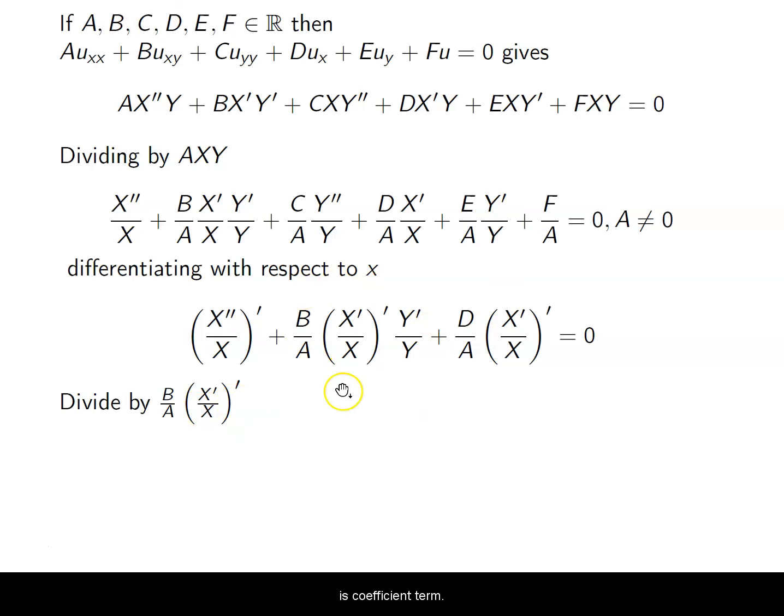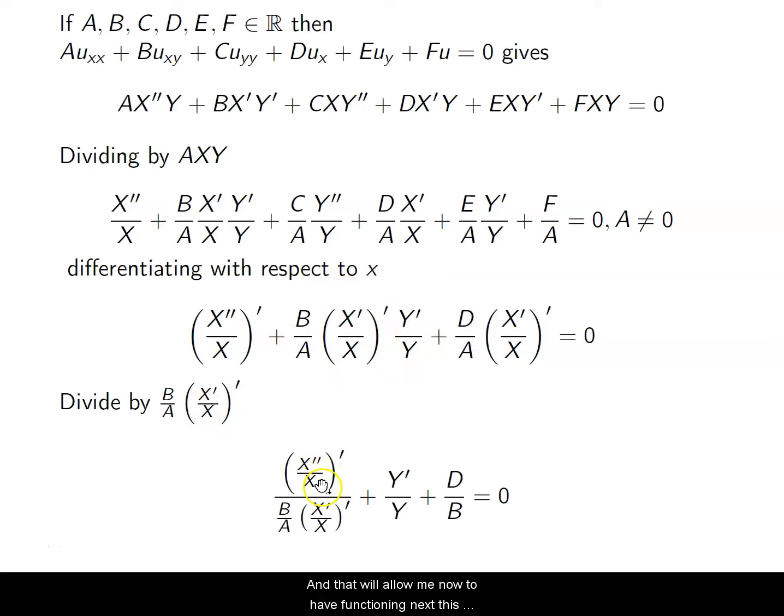Okay, so I'm going to divide by its coefficient term with respect to the y's here, and that will allow me now to have a function in x. Actually, the x's all cancel because this x prime over x prime being divided on both sides goes away. So this is a constant, this is a function in x only, and this is a function in y only. So now, in order to finish separating them, I would like to have all the x stuff on one side, all the y stuff on the other side. So I'm going to take this y prime over y, and I'll move it to the right hand side of the equation. Okay.